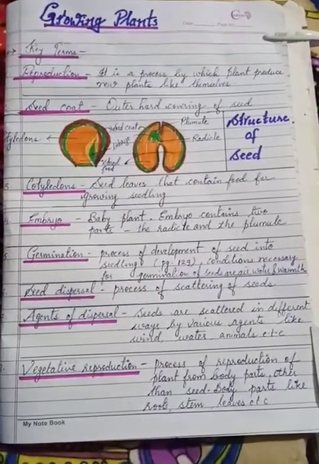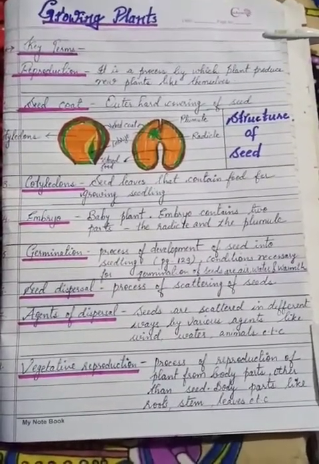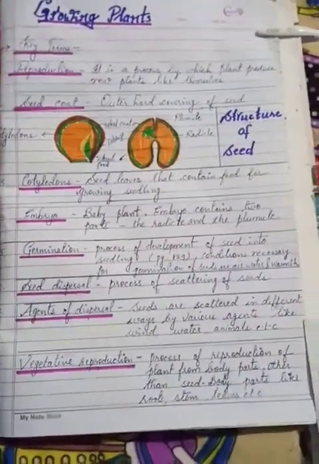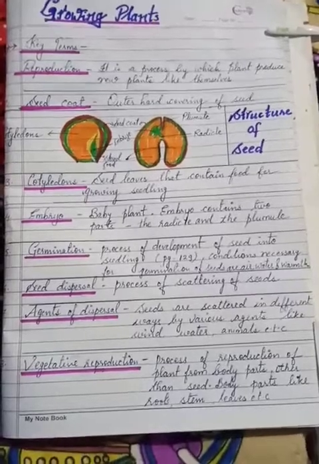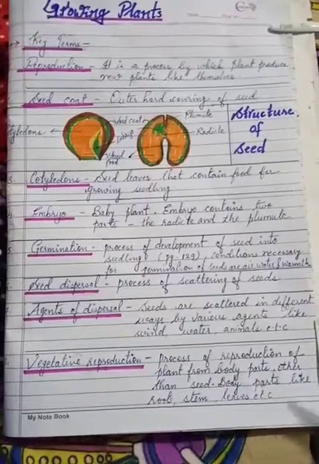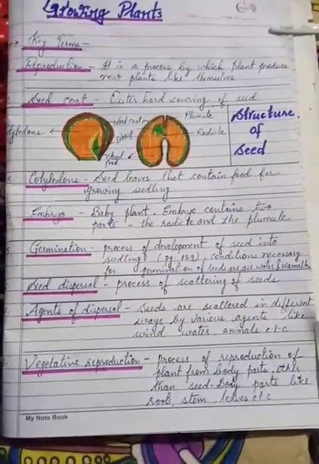So for this, first of all we will study the seed and how the plants grow from the seeds. This we have to learn first. You can look at the structure of the seed in your book also. It is given. You can look at the seed.